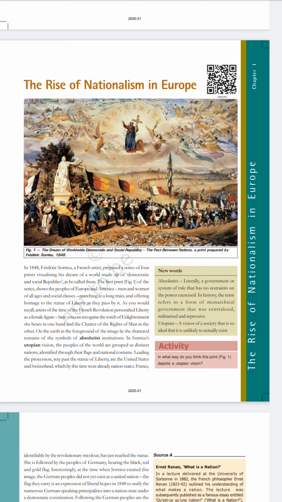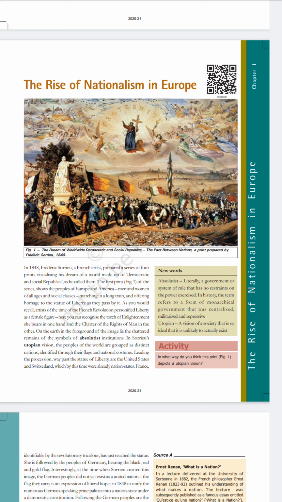When we look at the Statue of Liberty, we can see that in one hand she bears a torch. That torch indicates enlightenment, knowledge. In the other hand of the statue, we can see a charter that includes the rights of man. So the two hands of the Statue of Liberty show two aspects: the torch symbolizing enlightenment, and the charter of the rights of man.